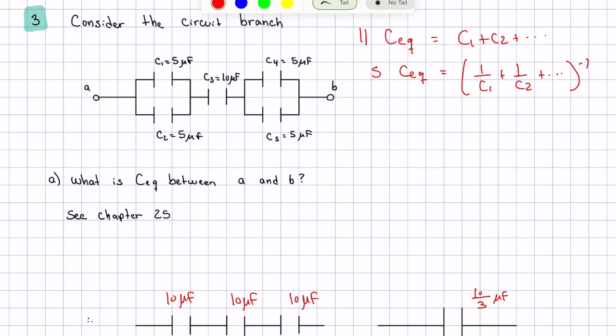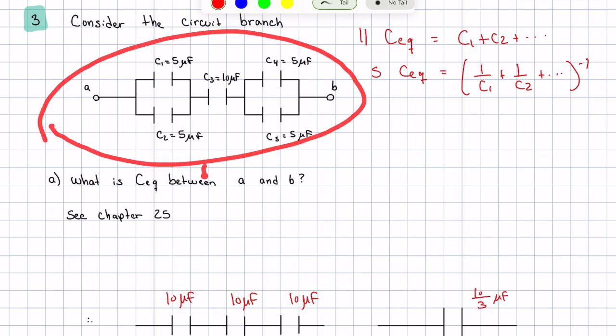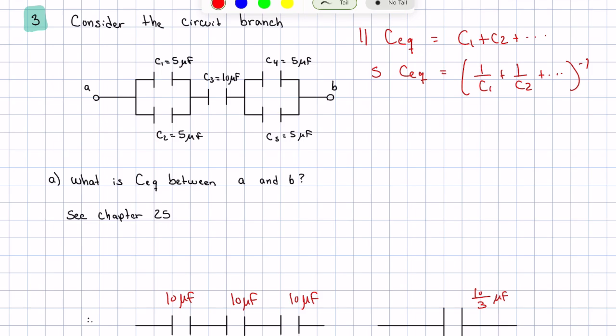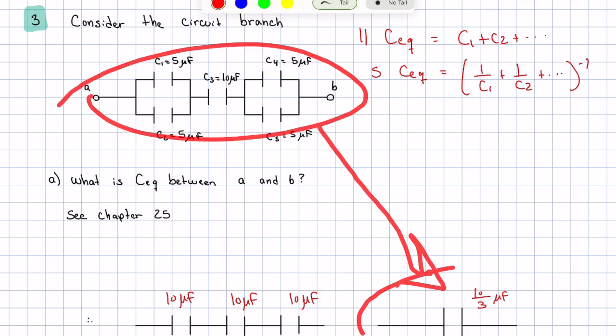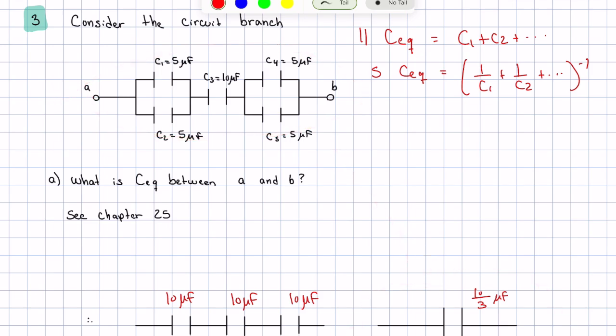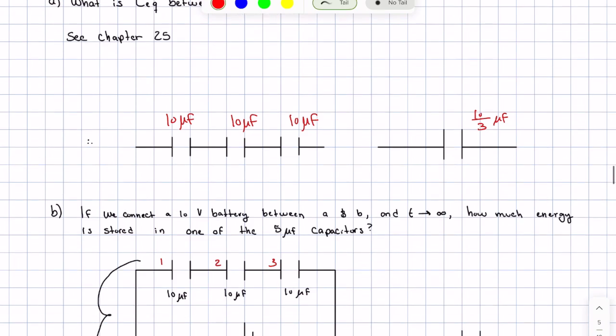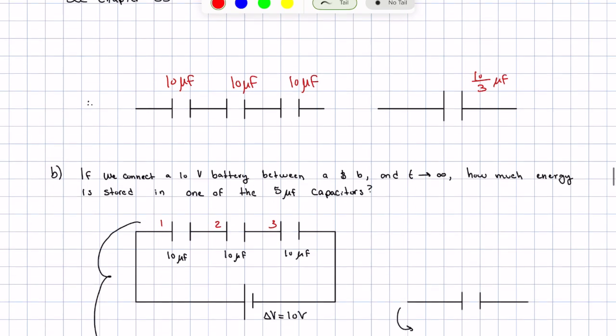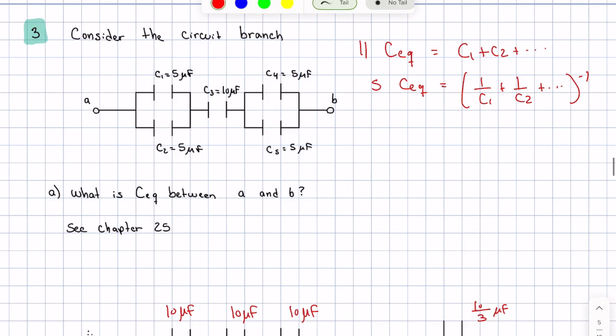I always do recommend that you start off with your circuit and go step by step, simplifying it out, and not to go from here to here, because it's going to make the next question harder. The next question being, if we connect a 10-volt battery between A and B and let time go to infinity, how much energy is stored in one of the 5 microfarad capacitors? So we have a bit of a problem. We know delta V across the whole thing, but we don't know delta V across one of the 5 microfarad capacitors.